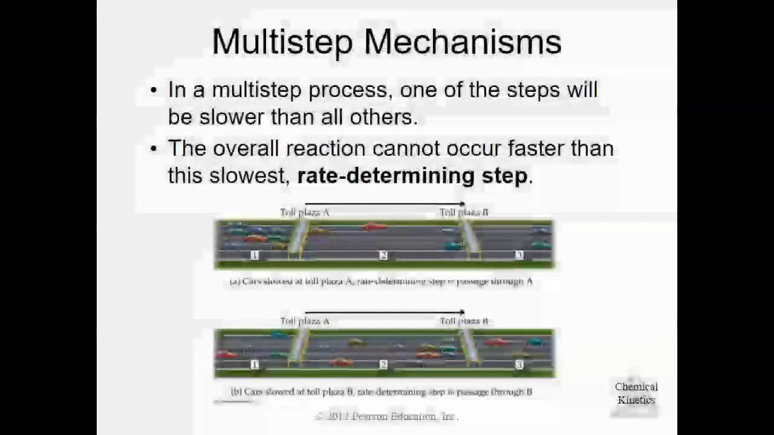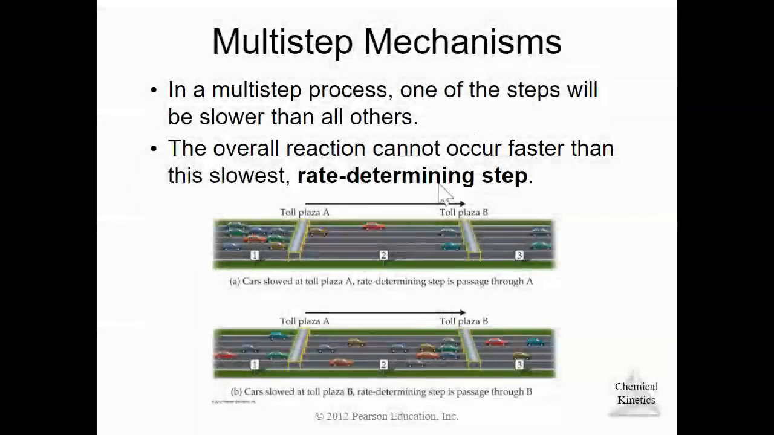Okay, so let's talk about a mechanism. Obviously, it has multiple steps. One of those steps is slower than the others. Whichever one is the slowest step, we call the rate determining step because it's the one that determines how quickly reactants produce products. So this picture is kind of giving you an example.